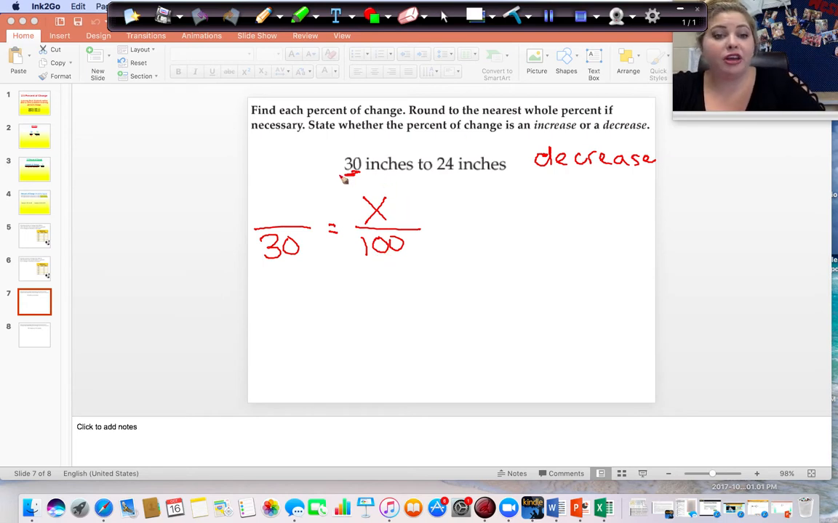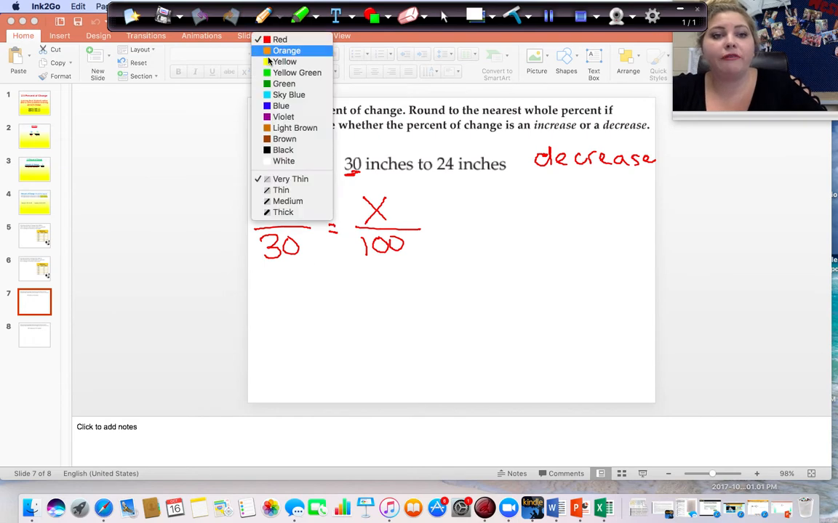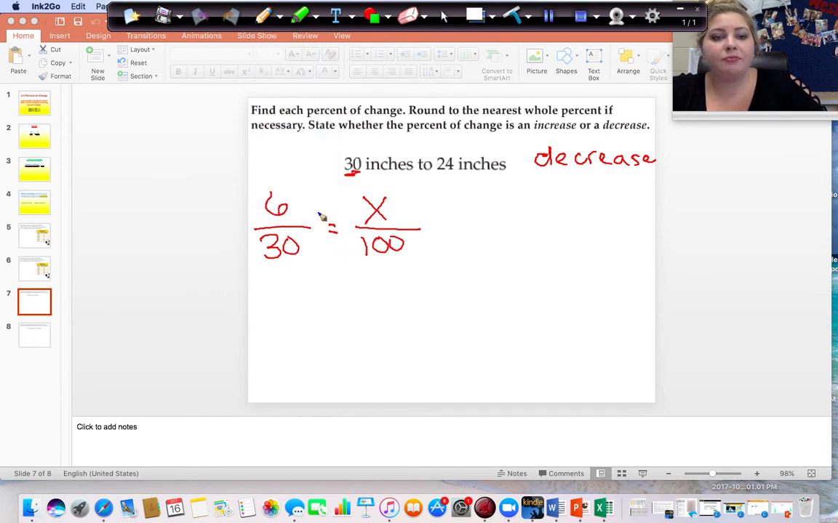And then we are looking for the amount of change, so we need to subtract 30 minus 24 to give us the amount of change, and that is 6. So to solve this, we need to cross multiply here. So 6 times 100 gives us 600. And 30 times x gives us 30x.